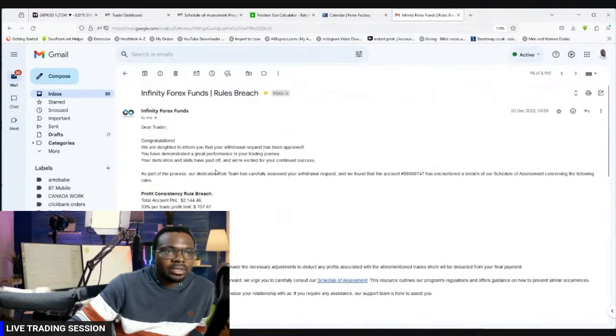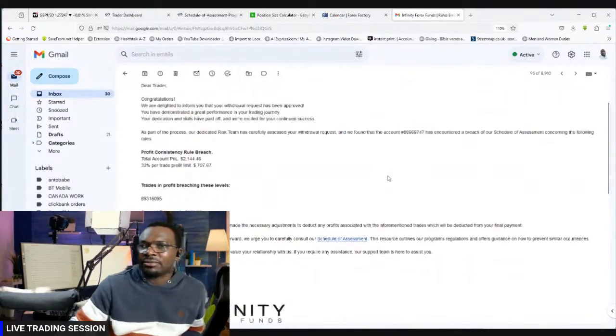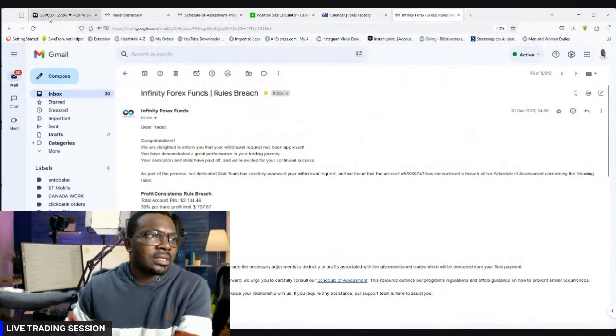So they sent me this message and I asked them to explain further, and it said this: for example, if a trader has a total profit of this, he cannot have a single trade with a profit of more than this, which is this. That's what they said. So say your P&L was this and you had a single trade that was more than 700 something. So that's why they have to take that money off. So again, guys, that happens.